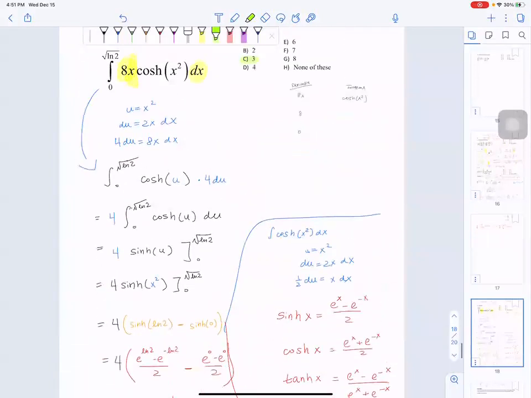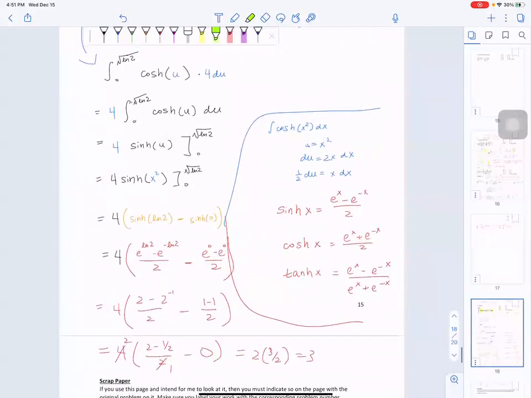Any questions on this problem? So just definitely write the sinh, in case it asks you to evaluate it.